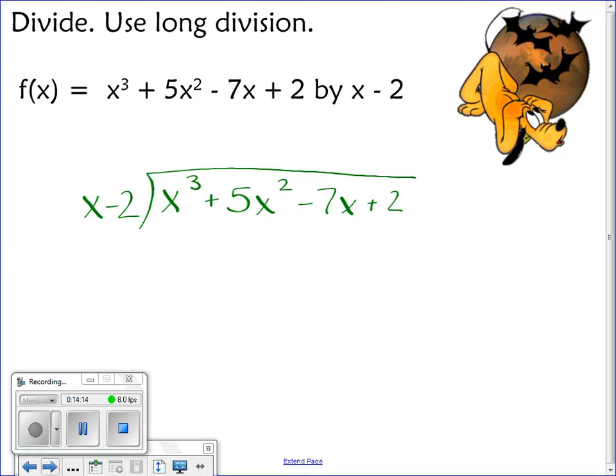What do you multiply x by to get x cubed? Not 3x. X squared. All right, I already have x to the first. I need it to be x cubed. I'm missing x squared. Then we multiply x squared times x. It's x cubed. X squared times negative 2 is minus 2x squared.